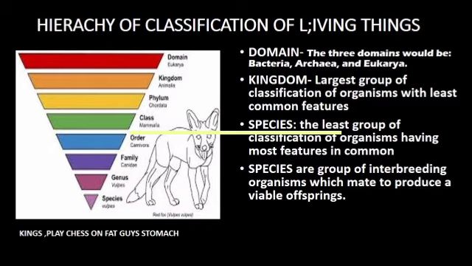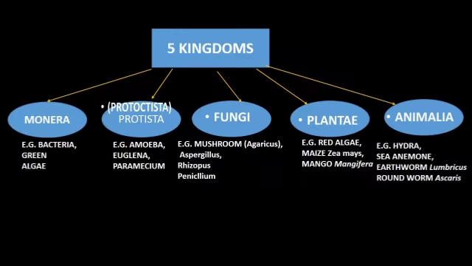Let's quickly look at the five kingdoms that I mentioned earlier. What are these five kingdoms as given by Whittaker in 1959? This one includes the kingdom Monera. What are examples of organisms under this kingdom? We have the bacteria. We have the green algae, also known as cyanobacteria.